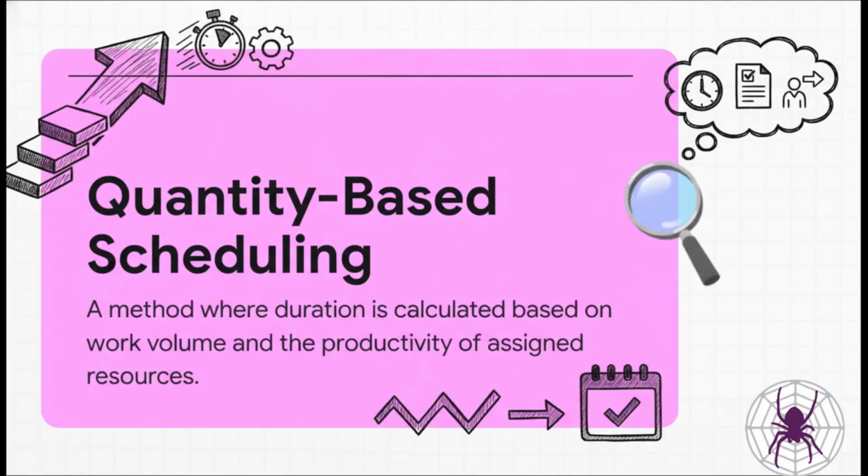This is all powered by a concept called quantity-based scheduling. And really, it just shifts the focus. Instead of asking, how long will this take, we start asking, how much work is there, and how fast can our resources actually get it done? It's a subtle change, but it is incredibly powerful.